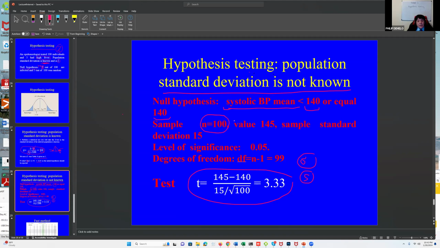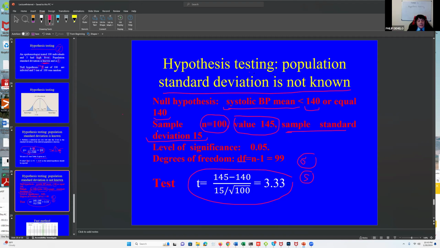Then you calculated the mean 145 with a sample standard deviation of 15, because you do this experiment. Of course, you have the sample standard deviation, so you don't need to ask the hospital to give you a sample of the population of all patients who were in this hospital for 10 or 20 years. We don't need it. But we have to use the T statistic, not Z.